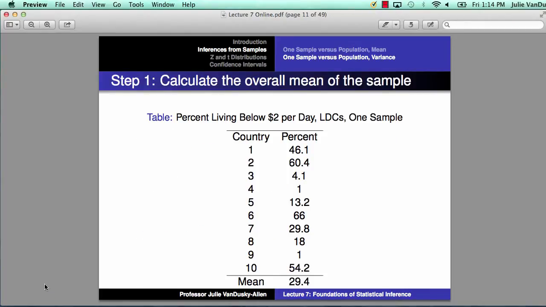In order to calculate the sample variance, you start by taking the sample mean of your data. Recall that the mean is just the average of all the cases. So let's say we collected data on the percent of people living under $2 a day in 10 countries. Your overall mean of this data was 29.4.